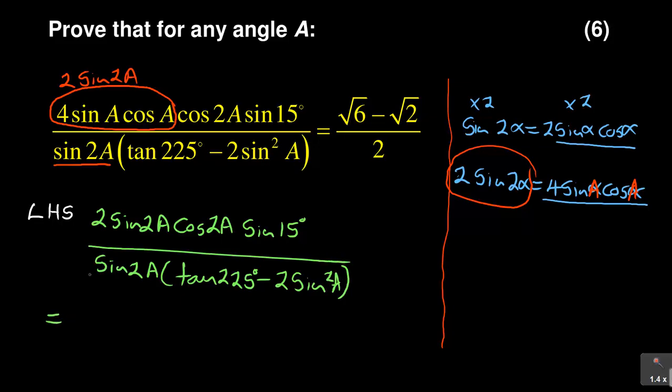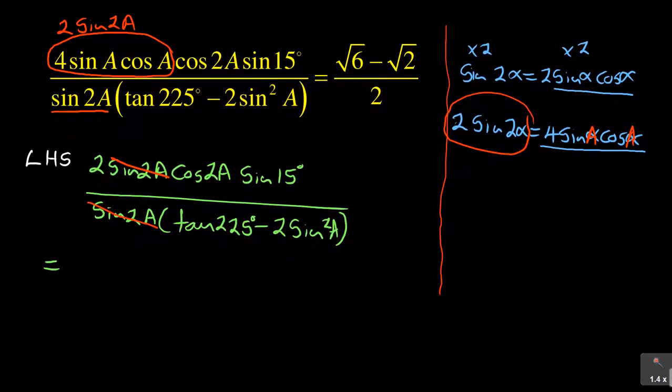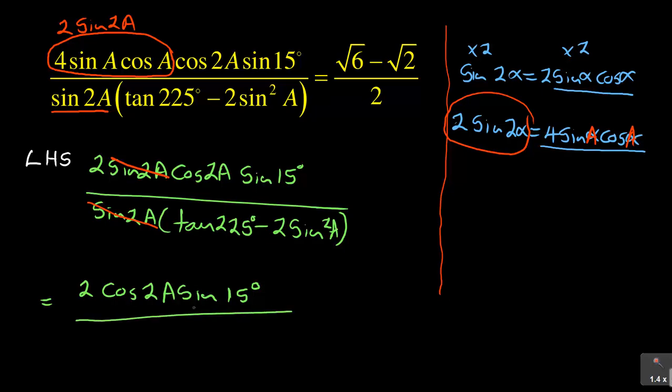Alright, so that is what we have. Now we are able to cancel out the sin 2a and the sin 2a there. With that, remember your aim is to prove. Then you continue to say, now on top you are left with 2 cos 2a, which is equal to 2 cos 2 alpha sin 15 degrees all over.